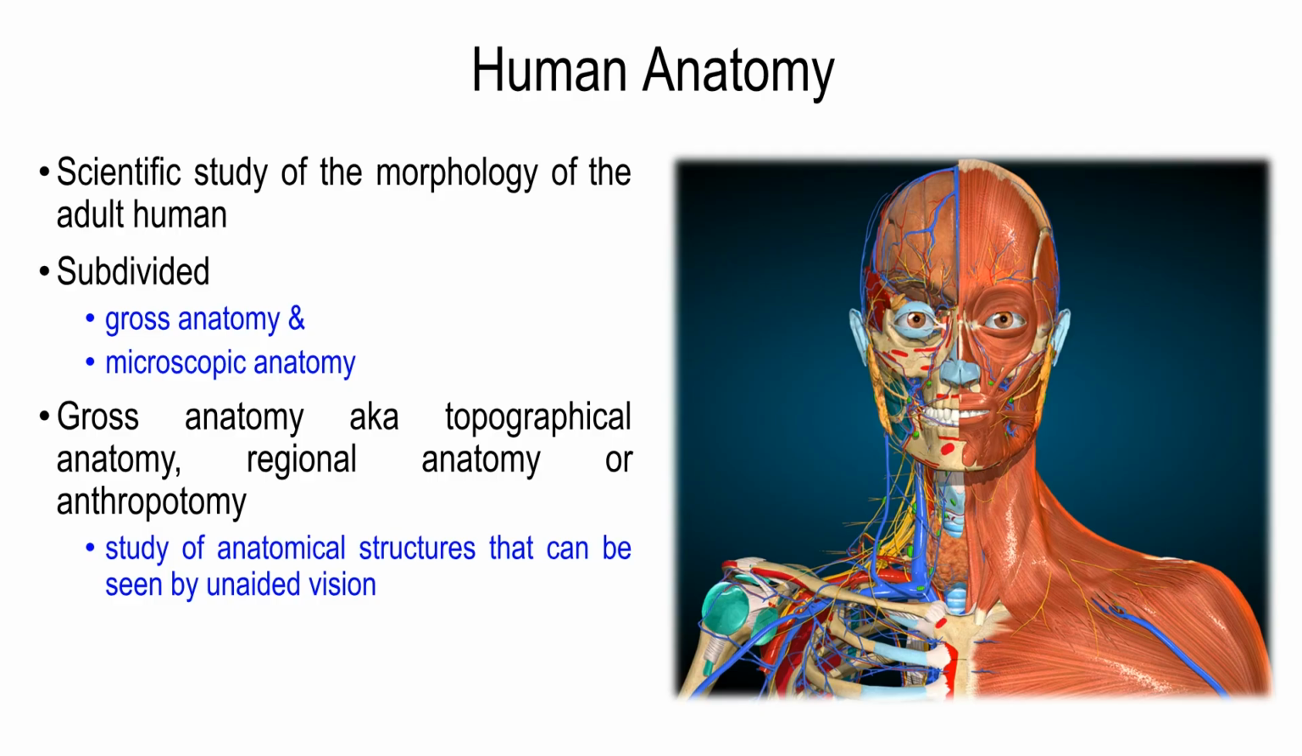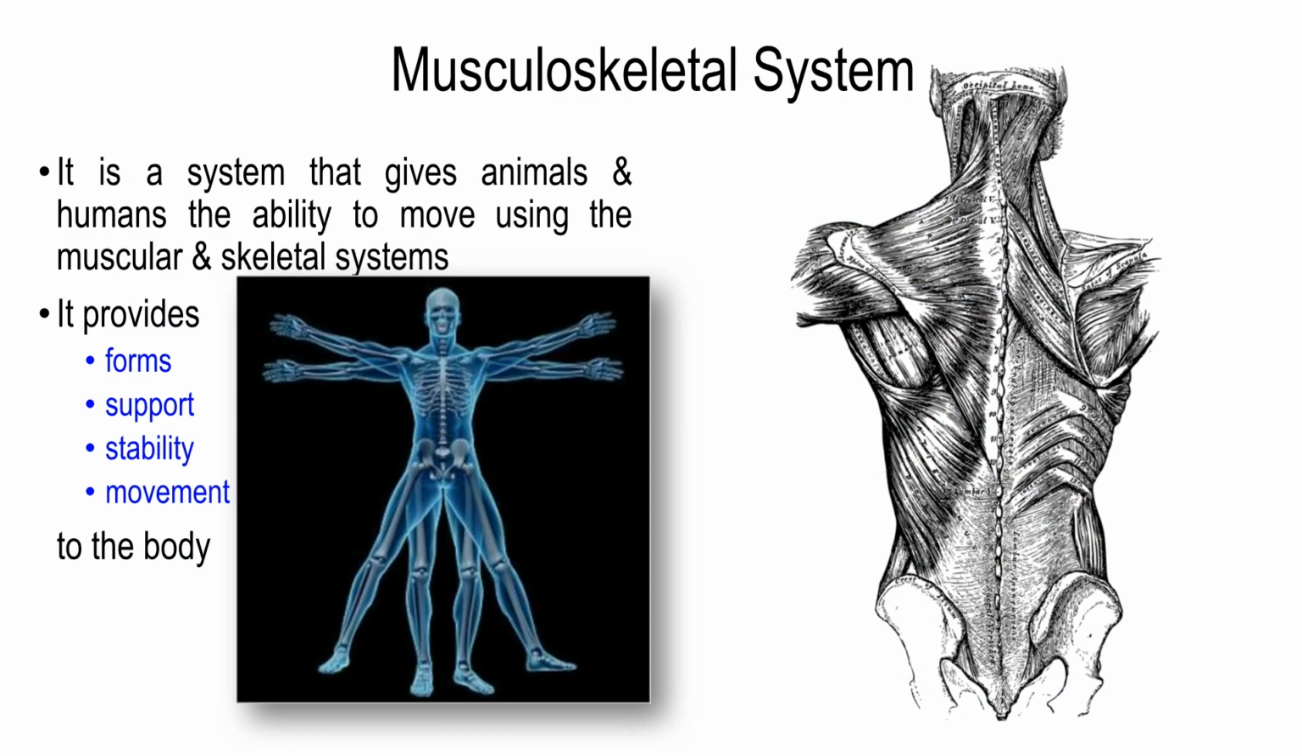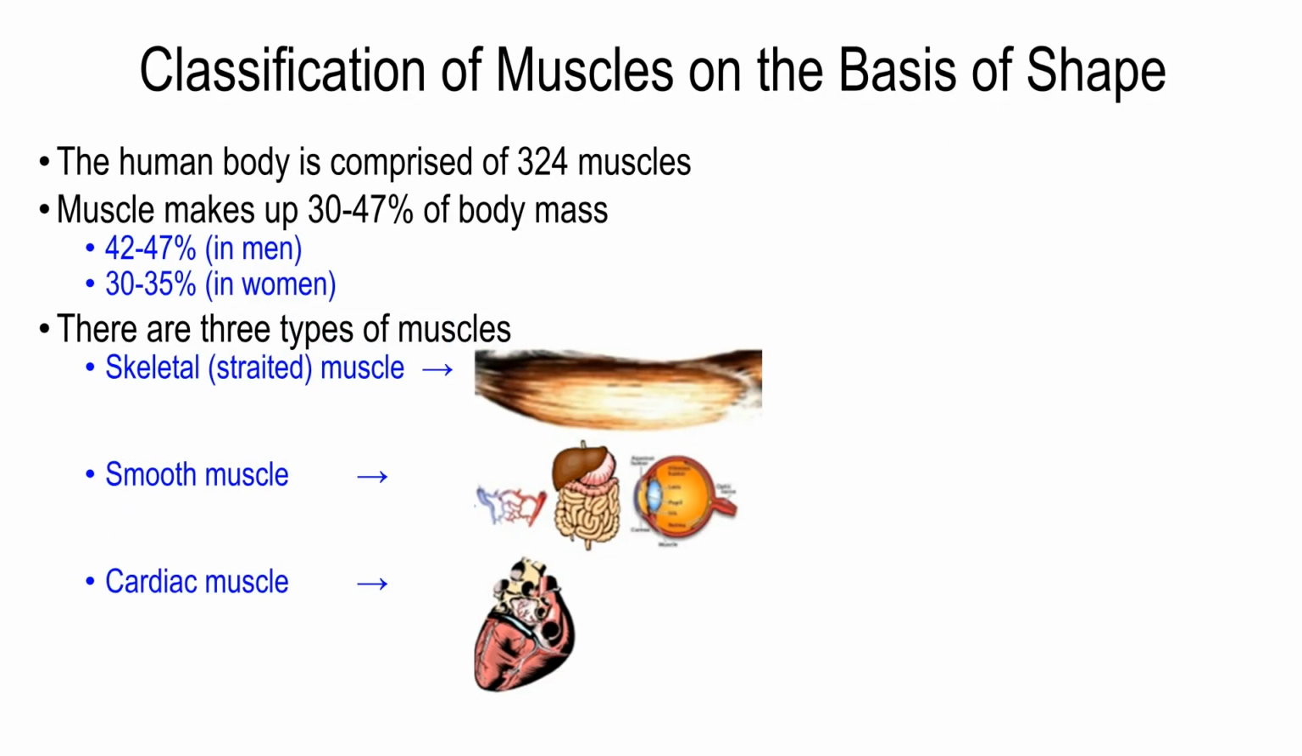Gross anatomy examines structures visible without aid. The musculoskeletal system enables movement using muscular and skeletal systems. It provides form, support, stability, and movement to the body. The human body has 324 muscles, which make up 30 to 47% of body mass. The three types of muscles are skeletal or striated, smooth, and cardiac muscle.